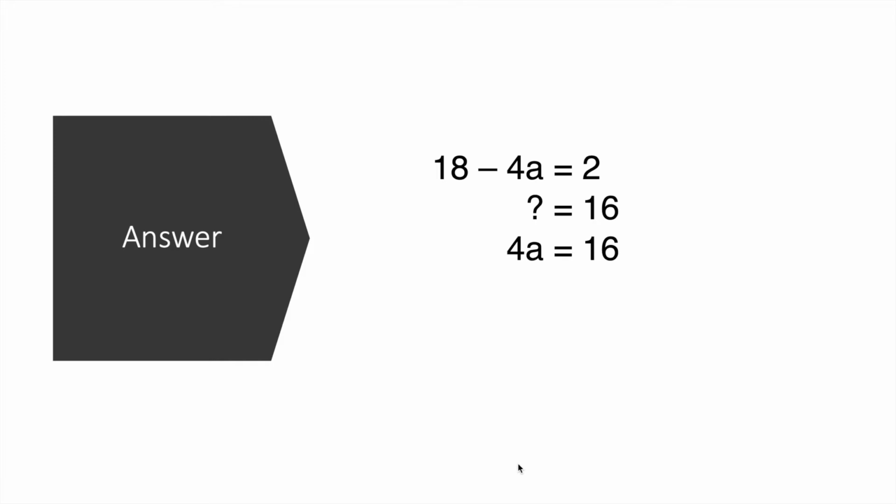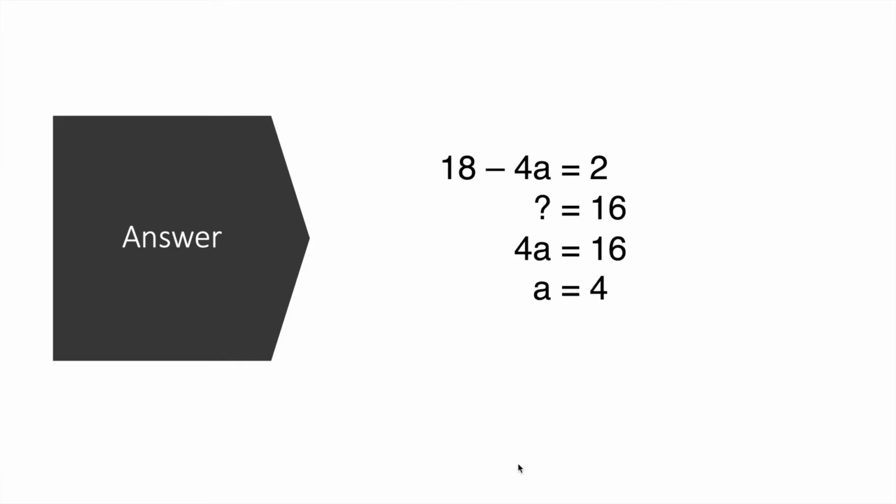So 4a equals 16. Now you ask yourself, 4 times what is 16? 4 4s are 16. So a equals 4. The way you did that, you didn't think this is math, you just said to yourself, okay, what do I take away from 18 to make 2? I take away 16. So I know that 4a equals 16. 4 times what is 16? 4 4s. So it is algebra, but you have to think of it like algebra, because if you think of it as algebra, you might think you can't do it, but of course you can.